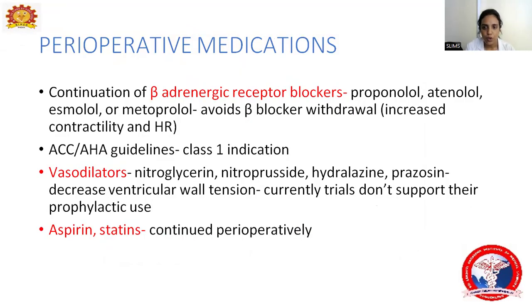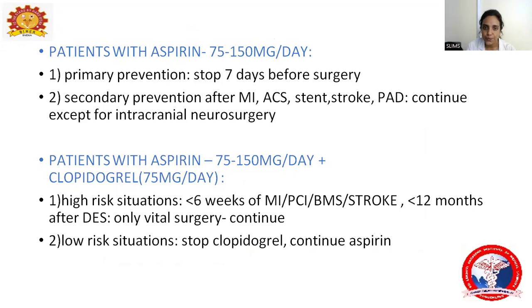Perioperative medication: beta blockers, continue them. Vasodilators, trials don't support their prophylactic use in these patients. Aspirin and statin should be continued in the perioperative period. Aspirin, if it is primary prevention, stop before surgery. If it is secondary prevention, you can continue the drug. Patient on aspirin and clopidogrel, if it is a high risk situation, vital surgery, you can continue unless the bleeding risk is more. And if it's a low risk situation, you stop the clopidogrel and continue aspirin.